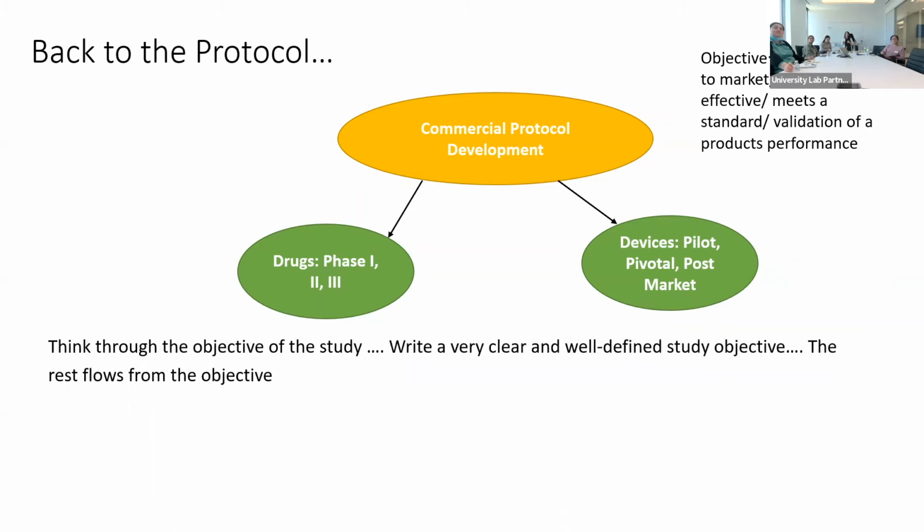Think through the objective of the study and write it very clearly, very well-defined study objectives. Everything flows from the objective, right? You're trying to answer a question. What is the question you're trying to answer? An unclear objective is something like, hey, I want to evaluate safety and efficacy. But what is that really telling me? Not much, right? And it's not telling your reader very much either.